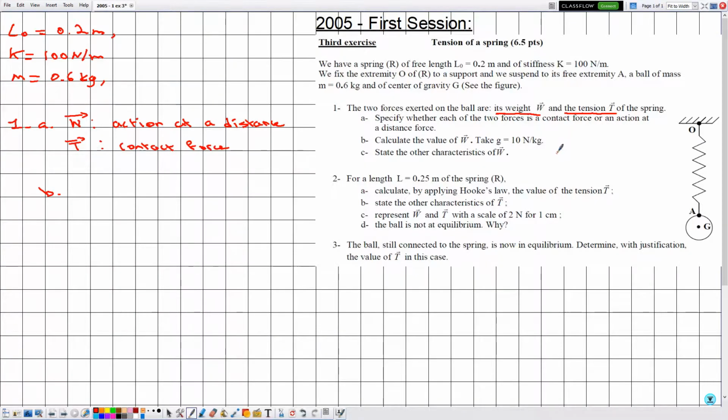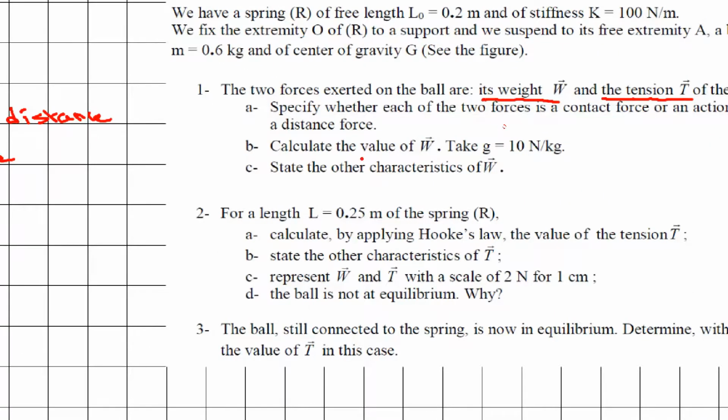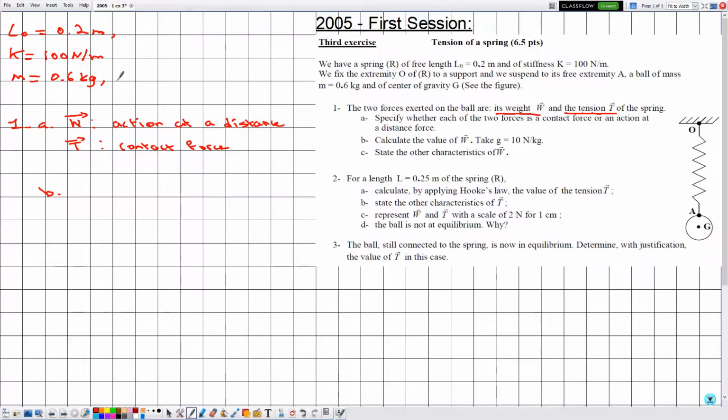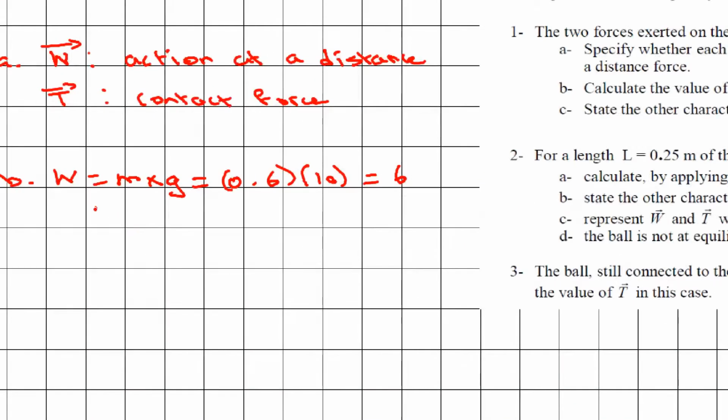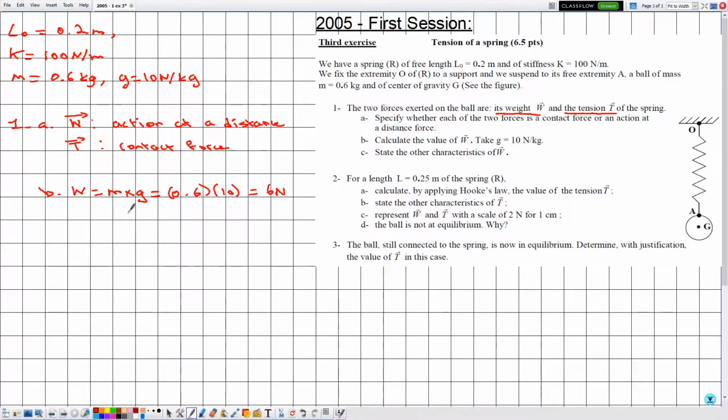Now in part B they are telling me to calculate the value of the W vector. Here the value of the W vector means the magnitude. Take g equal to 10 newtons per kilogram. Then the magnitude of the weight W can be calculated using the formula weight is equal to mass multiplied by gravity. The value of M is 0.6 and the value of g is 10. Plugging this into the calculator, it will give me 6. Since both M and g are in the SI, the value of the weight will be in the SI, which is newtons. So W is equal to 6 newtons.